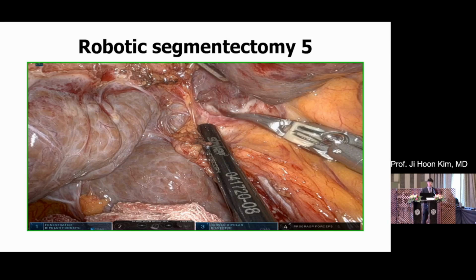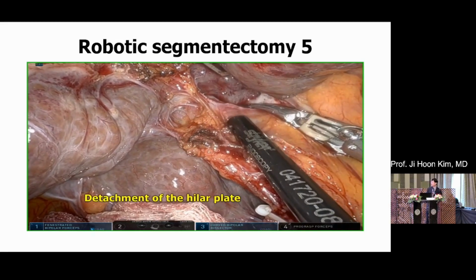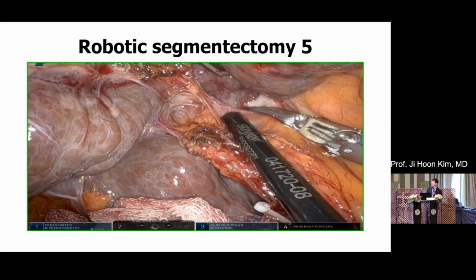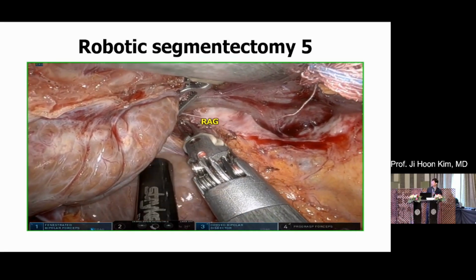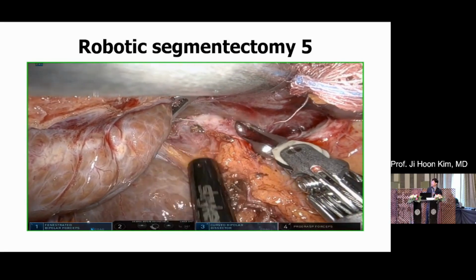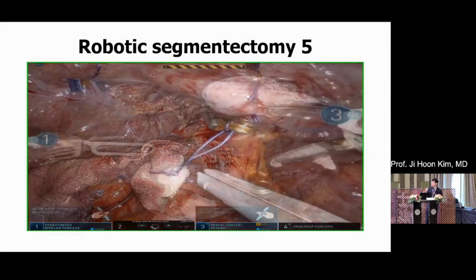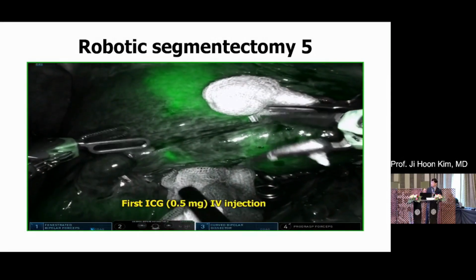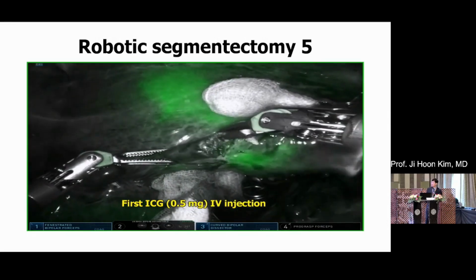The final video clip is laparoscopic segmentectomy 5. And today's live surgery may be segmentectomy 5. We first dissected the right anterior Glissonian pedicle and clamped the right anterior Glissonian pedicle. We inject ICG the first time. Nowadays, a very low dose, 0.5 milligram, is injected.